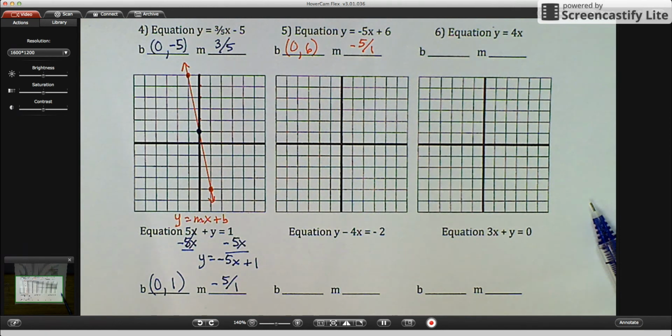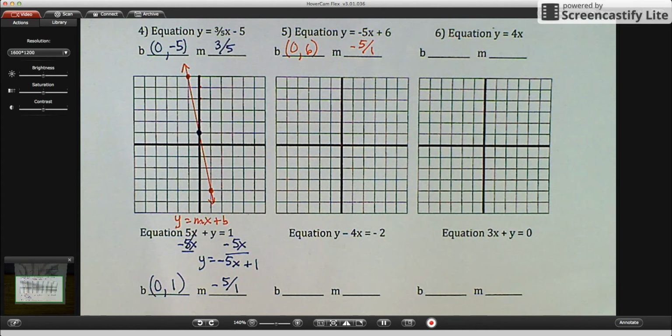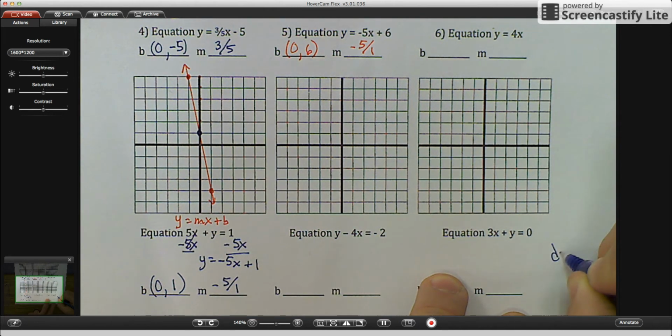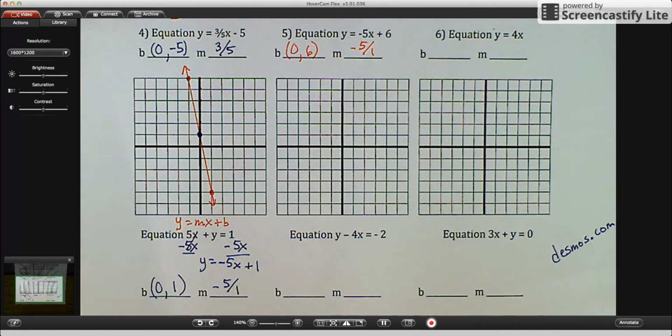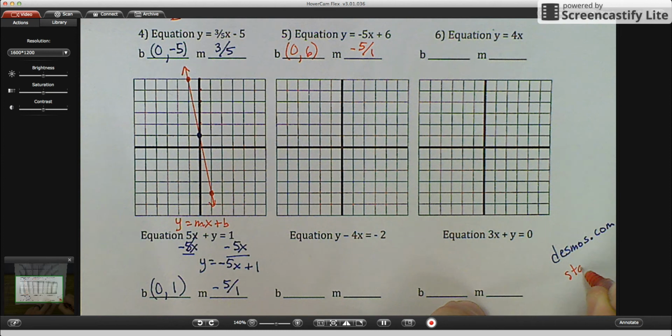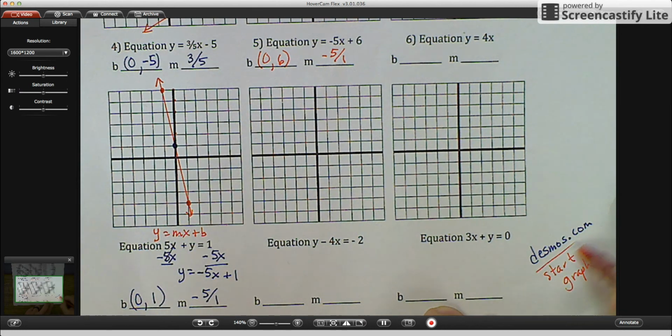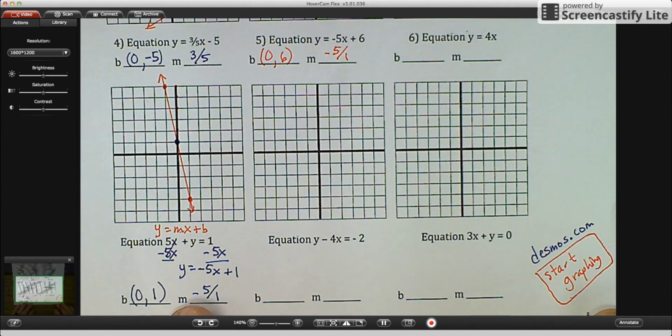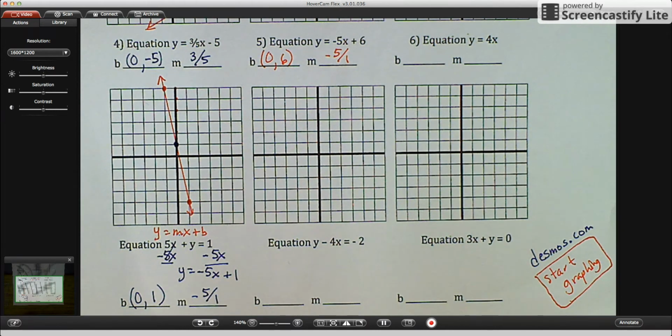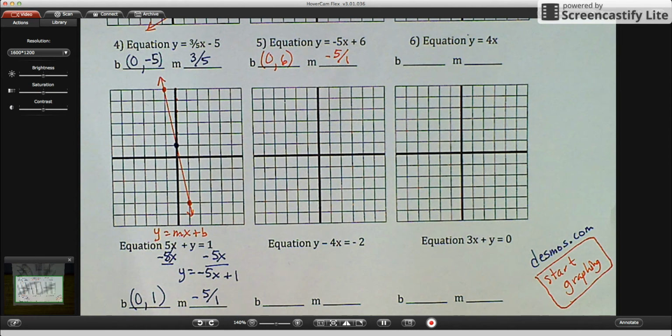If there are any questions, bring them in tomorrow, or better yet, check desmos.com, and I'll write it down here for you. Desmos.com, and then click on the Start Graphing tab. It's a big red button. And then you can put the equations in and see what you're getting compared to what the computer gets. Okay? If that still doesn't help, come in tomorrow and we will go over the answers.